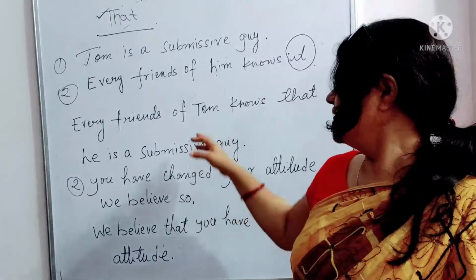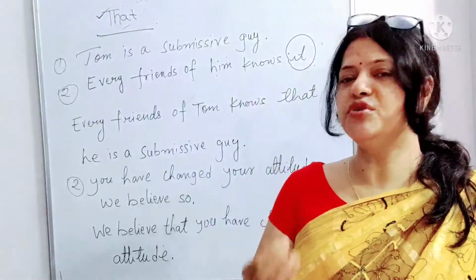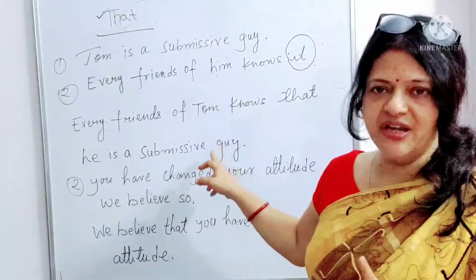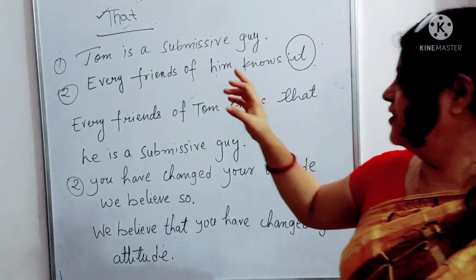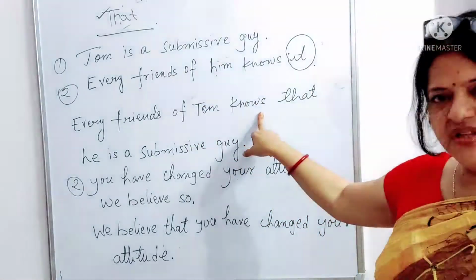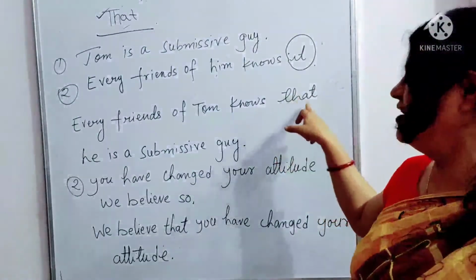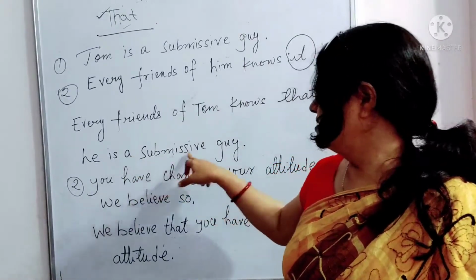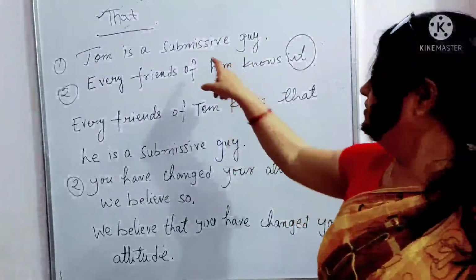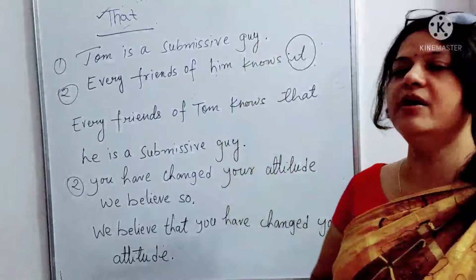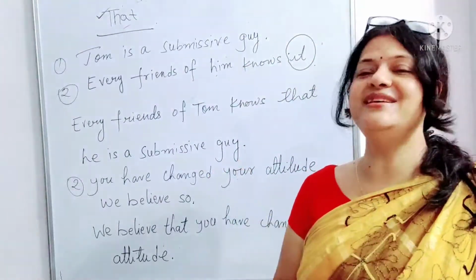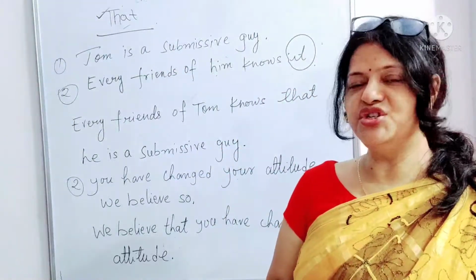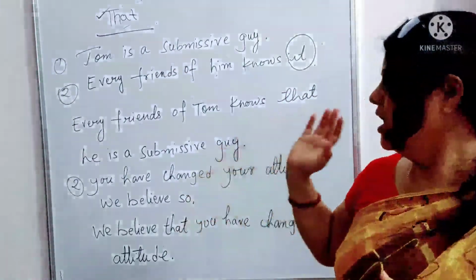And the other thing is that first of all we are giving the introduction of Tom. So here instead of writing him, we will write Tom. So every friends of Tom knows, this has become our principal clause. Then we are adding conjunction that he is a submissive guy. Okay, now we have written the second sentence. So we have added these two sentences, using that conjunction, to make it a noun clause.